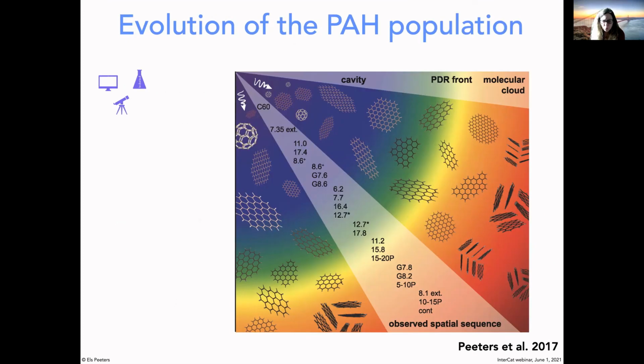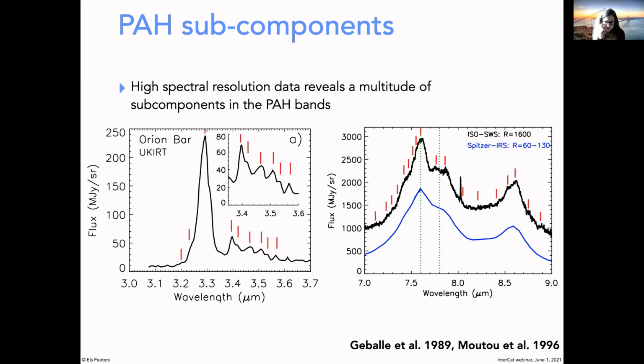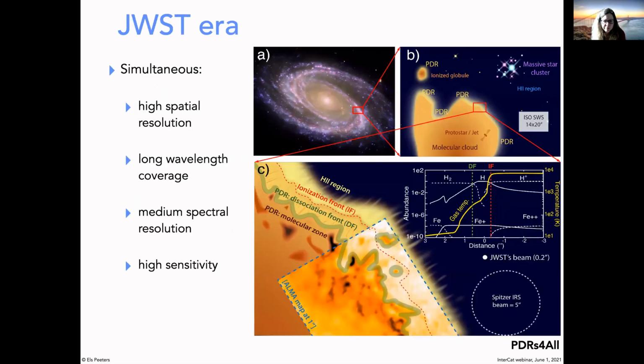Now, all of the work that I've shown you so far is done with Spitzer data. Spitzer had a very low spectral resolution, and so cannot distinguish between all the subcomponents of the different PAH bands. And so here I showed you some older data in the 3 micron region, as well as in the 7 to 9 micron region from higher spectral resolution data. And you can see that we do see a lot of substructure, which we basically were unable to probe at this point. However, the future is very bright.